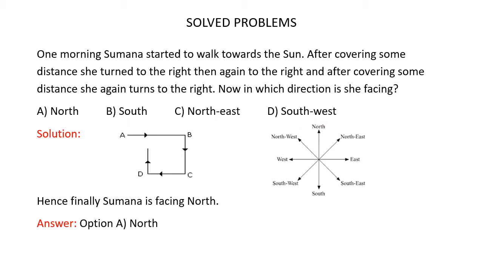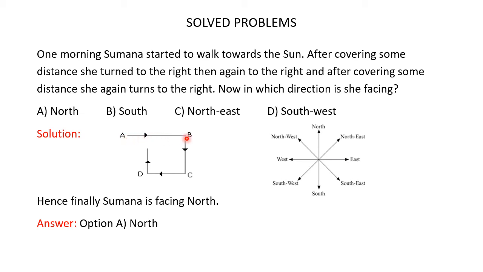So first, let's draw a diagram for the information given in the question. It's given that one morning Sumana started to walk towards the sun. Now in the morning, sun will be in the east. So clearly Sumana starts from point A and walks towards the east to reach B.